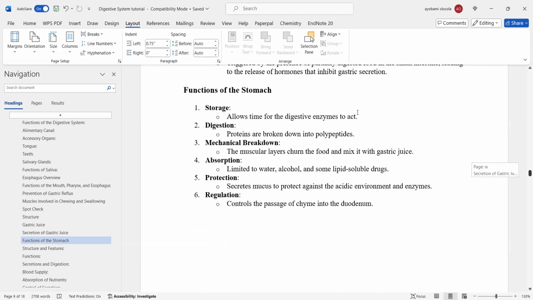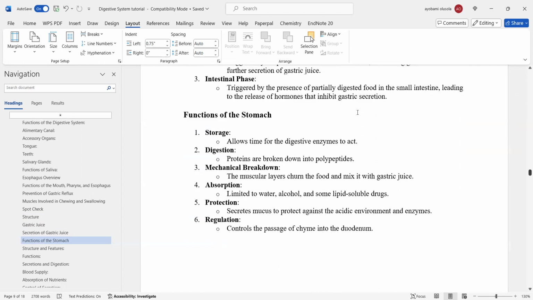Functions of the stomach. Storage: it stores food and allows time for the digestive enzymes to act. Digestion: proteins are broken down into polypeptides. Mechanical breakdown: the muscular layer of the stomach churns the food. Churn means grind, and mix it with gastric juice. A little absorption also takes place in the stomach.